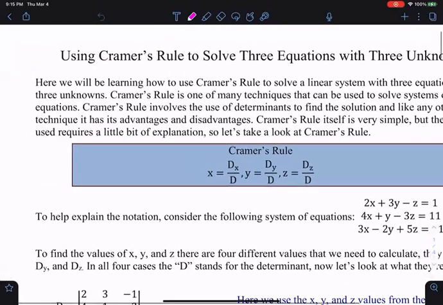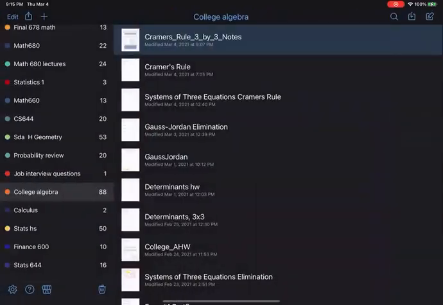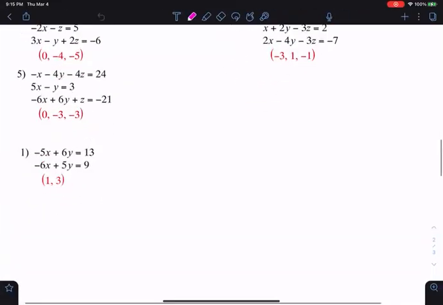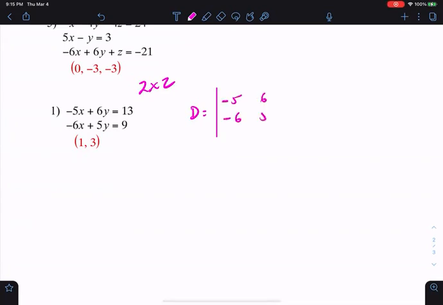So I'm going to show you how to do the computation. Okay, let's see. This is the computation. In class, I didn't do 2x2s. So I'm gonna do 2x2s right now, so you can understand a little better how to do this, right? So I need to find the main determinant, which is the columns of your variables. So this is -5, -6, 6, and 5.